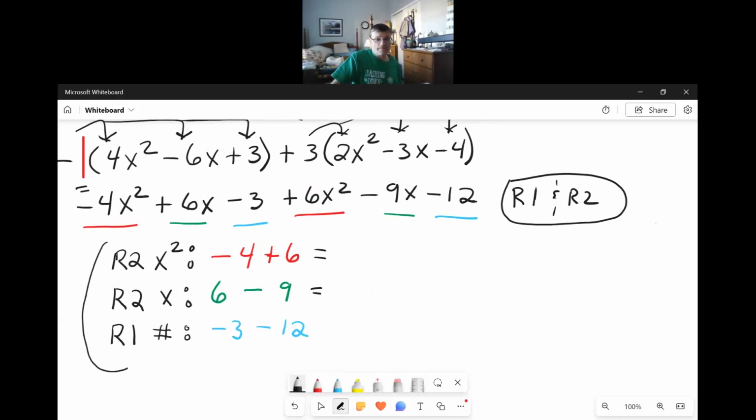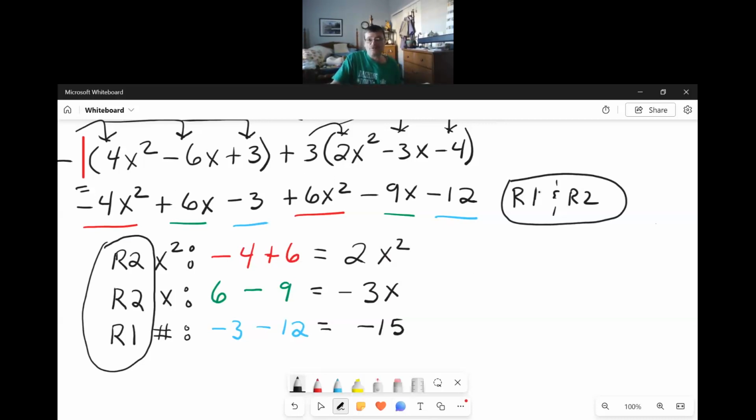Here's our list. Rule 1 or rule 2 in action here. 6 minus 4 is 2. Keep the sign from the larger integer, the positive 6. Slap on the x squared. 6 minus 9 is rule 2. 9 minus 6 is 3. Keep the sign from the larger integer, negative 3x. And negative 3 minus 12 is going to be, so add them up here, so make sure you're adding. So that's going to be negative 15. Keep the sign you're working with, rule 1.